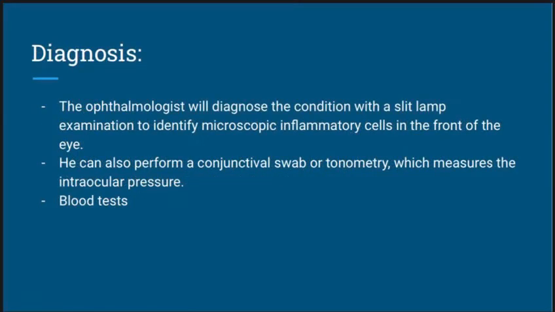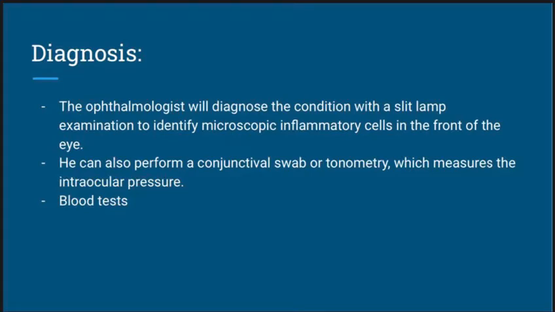The symptoms of anterior uveitis can be similar to those of other eye conditions. Therefore, the ophthalmologist will diagnose the condition with a slit lamp examination to identify microscopic inflammatory cells in the front of the eye. For this procedure, the doctor may apply a special dye called fluorescein to make the exam easier. They will administer this as eye drops or on a small thin paper strip that touches the white of the eye.